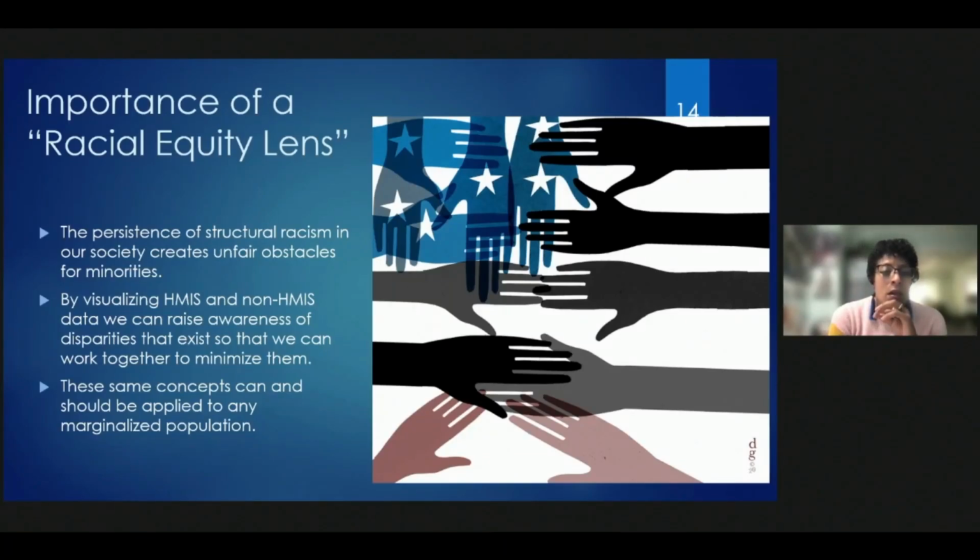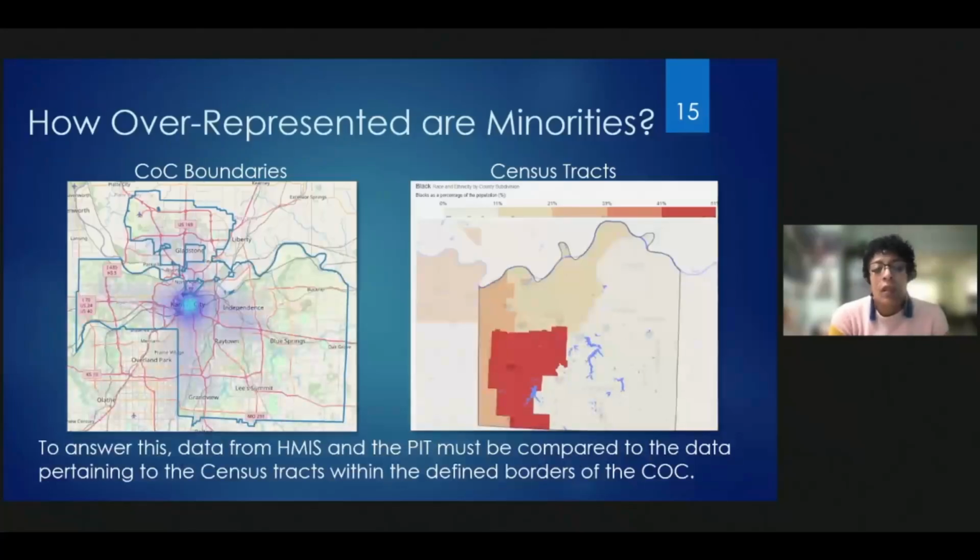to upend it. So we're looking at visualizing our HMIS data to address disparities, but first we have to understand what those disparities are. Next slide. So this is actually some analysis that Matt had done with his team on our HMIS point in time data and compared it to our census tract data.